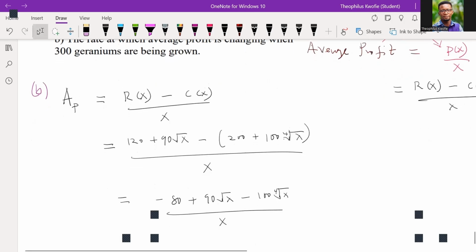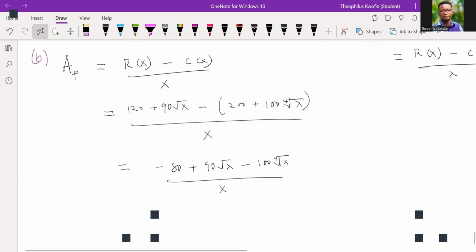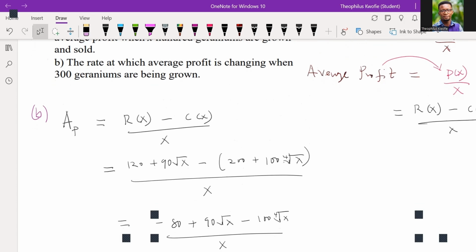I want to mention over here, we use minus and then we use a bracket, because remember, C of x is a function, so you have to make sure you bring a bracket in order not to cause confusion. If you don't bring a bracket, you would make mistakes, so take note of that. Now, remember, we are looking at the rate at which the profit is changing. The rate at which a profit is changing means that you have to find the first derivative.